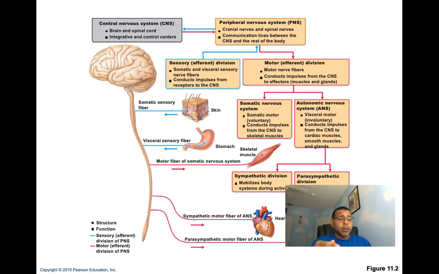Now, the visceral afferent fibers transmit impulses from our visceral organs, the organs found in the ventral body cavity.